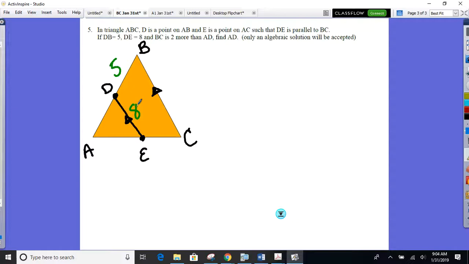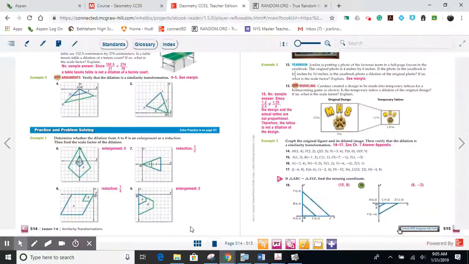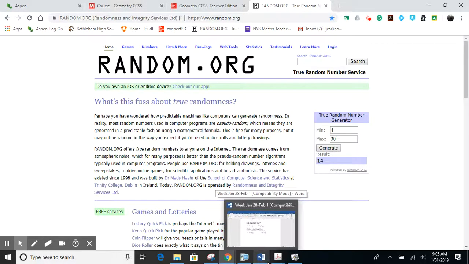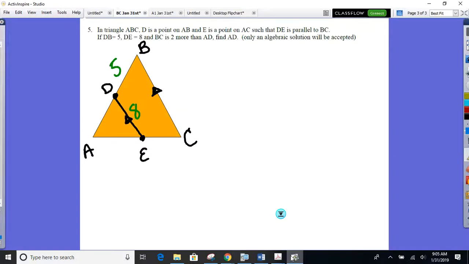I have the 5 and the 8 down. I want to know what you put on AD and BC. It says BC is 2 more than AD. So I am looking for you guys. What did you put on AD? What did you put on BC if that's the case? All right, let's roll. BC is more than AD. BC. So what must you put for AD then?